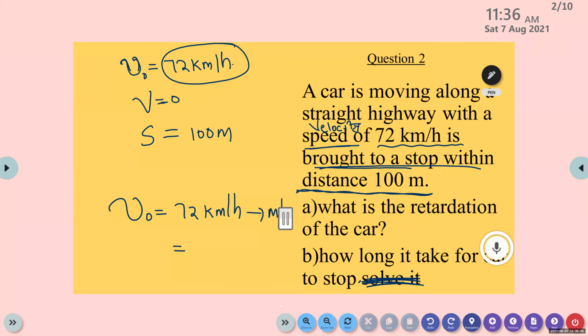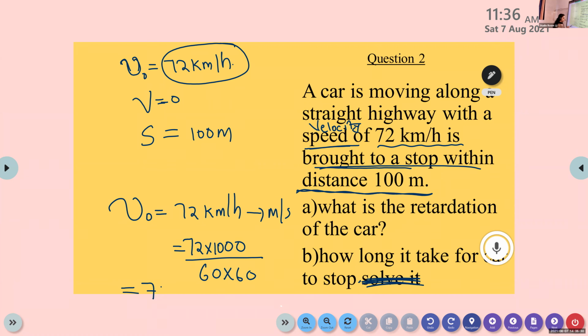1 kilometer is equal to 1000 meters. So here we have 72 into 1000 divided by 60 into 60. Why is it multiplied with 60 into 60? Hour into second: 60 minutes into 60 seconds.